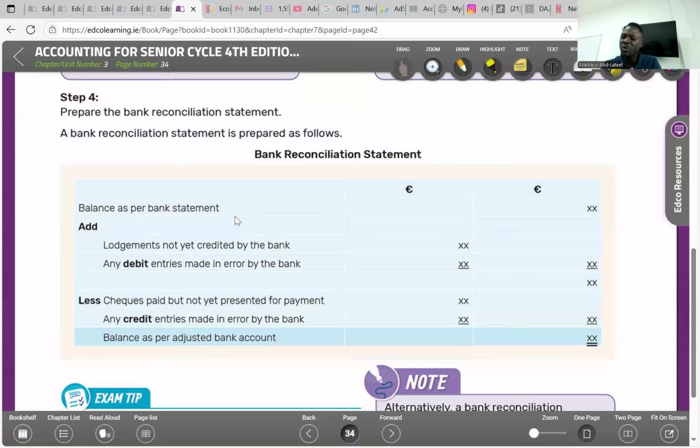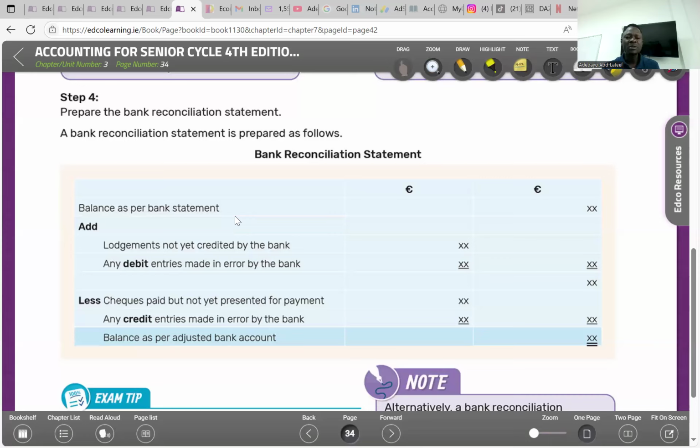So your bank reconciliation statement will have balance as per bank statement. You add lodgements not yet credited, we call it uncredited checks. Then you add any debit entries made in error by the bank. Then you less unpresented checks and any credit entries made in error by the bank. So the final figure you get will be your balance as per adjusted bank account. That is how to prepare a bank reconciliation statement.